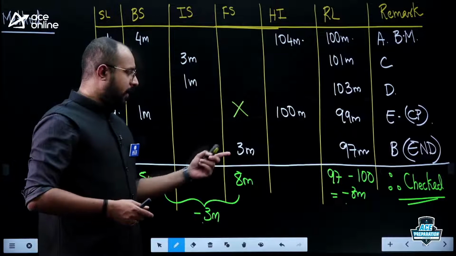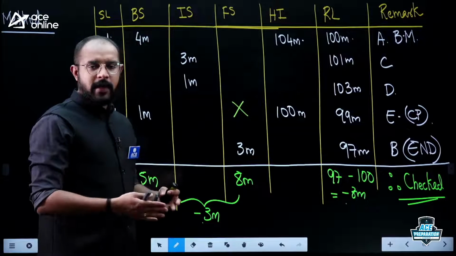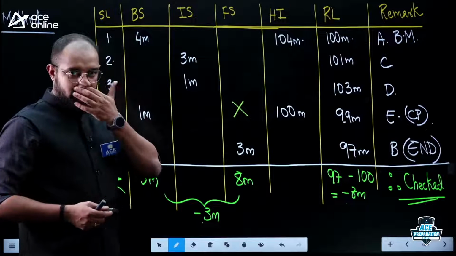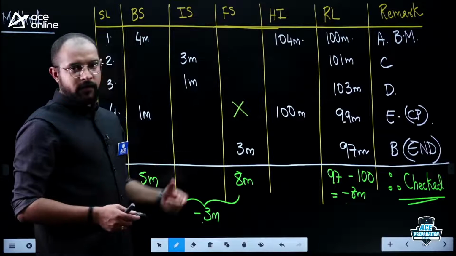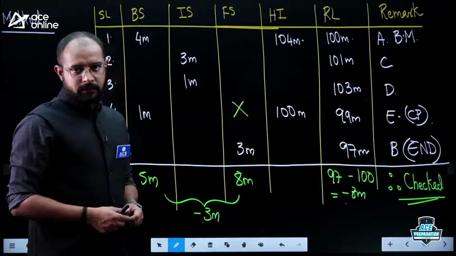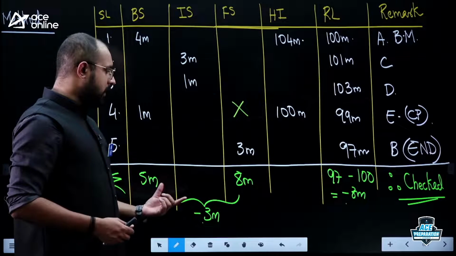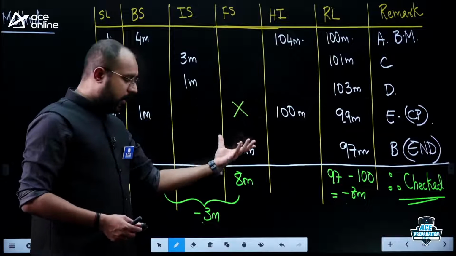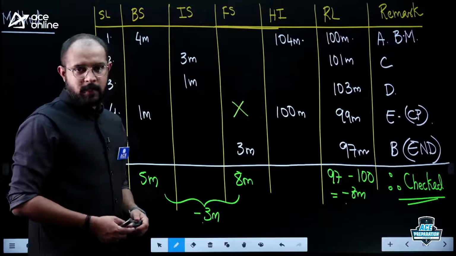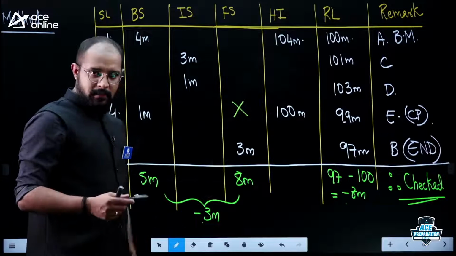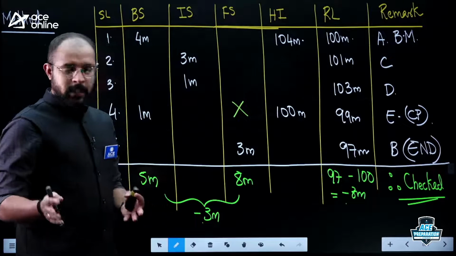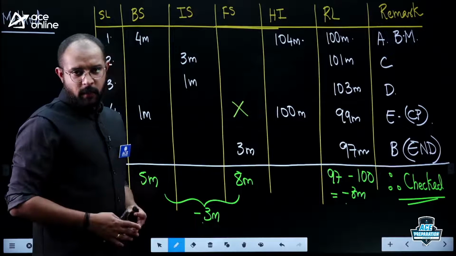Now, when they give you this missing value type of question from the tabulation, how can you find that missing value x? Should I go with the height of the instrument method or the rise and fall method? Generally, you don't have to. You just need to apply the arithmetic check. The missing data is nothing but a foresight, and this foresight is part of our arithmetic check, yes or no? So if I am simply able to apply the arithmetic check here, I'll be able to get this missing value x. You don't have to go with the HI method or the rise and fall method.